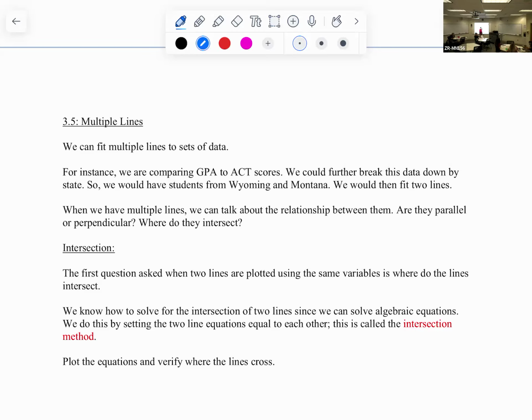All right, as for today, we've been graphing one line at a time. Now we are going to two lines.